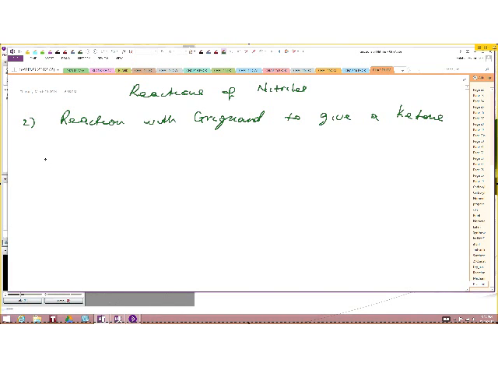Okay, so you have a nitrile, and you have a Grignard reagent. This is step one, and then step two, you follow that up with hydrogen ion. This time you get a ketone.